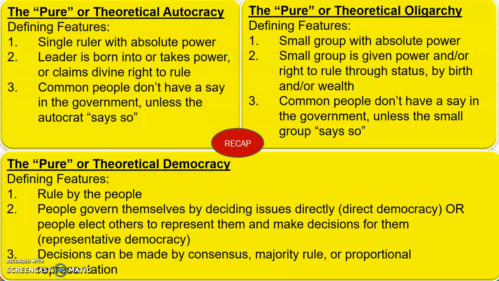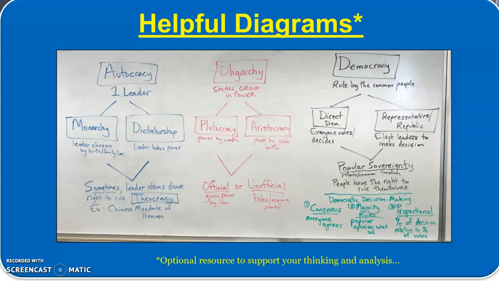Oligarchy, similar, but just with a small group, right? The small group has the power. They're either given it through status, by birth or wealth, or both. And common people don't have a say in the government unless the small group says so. And then democracy. This is ruled by the people. People govern themselves by deciding issues directly, or others represent them through representative democracy. Decisions can be made by consensus, majority rule, or proportional representation, which you've learned about.